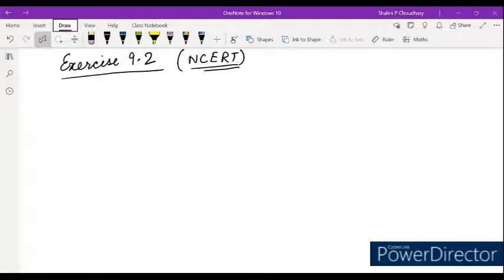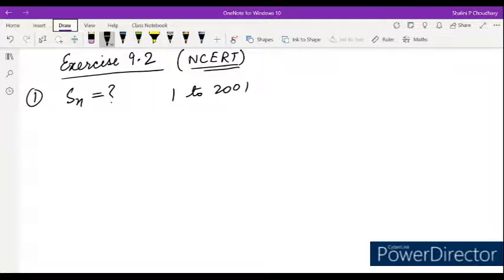So today we'll start the exercise 9.2 of NCERT. The first question that we're going to do is we have to find out the sum, meaning we have to find out Sn, of odd integers from 1 to 2001.